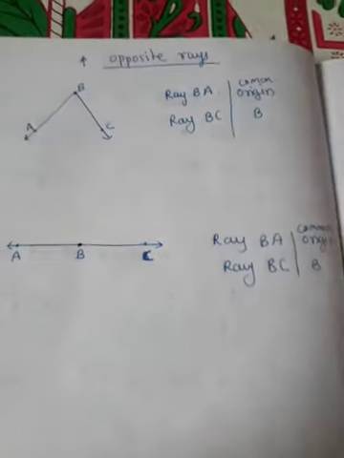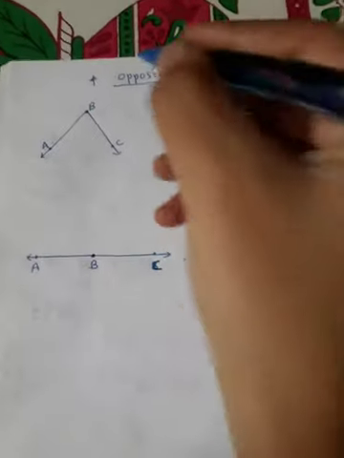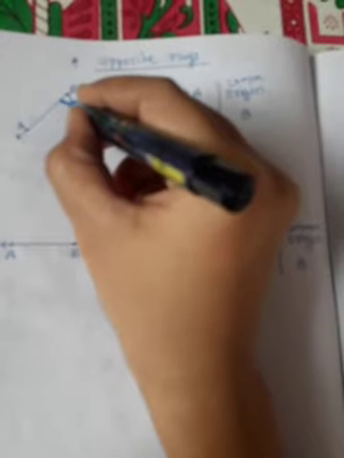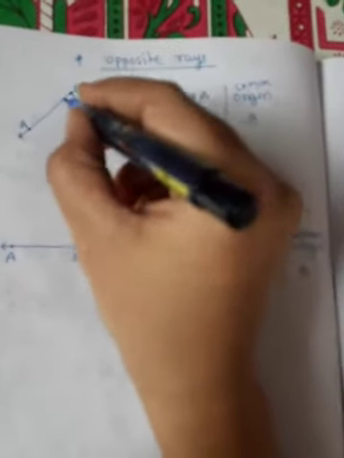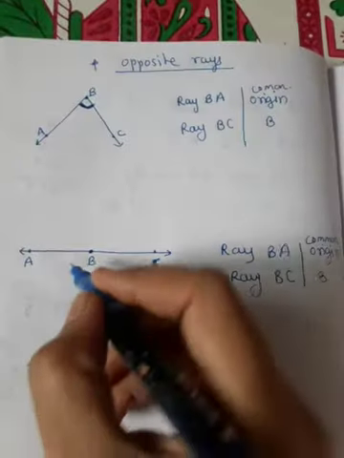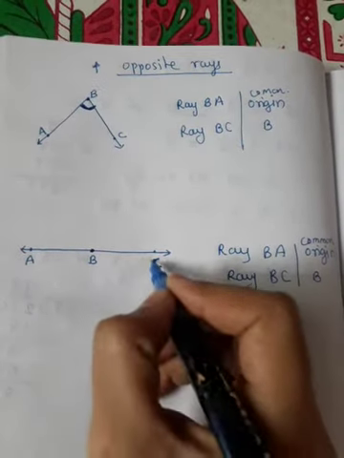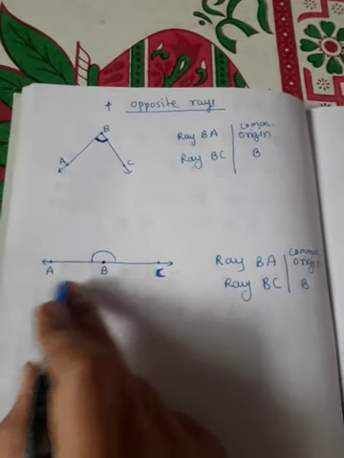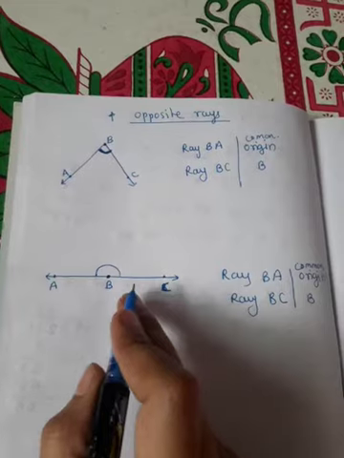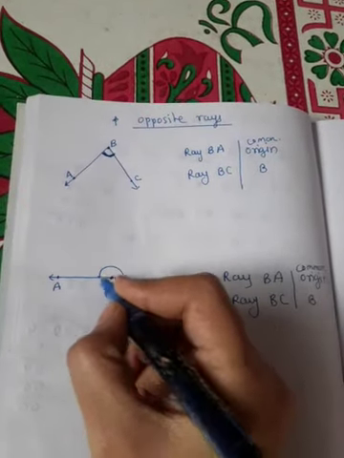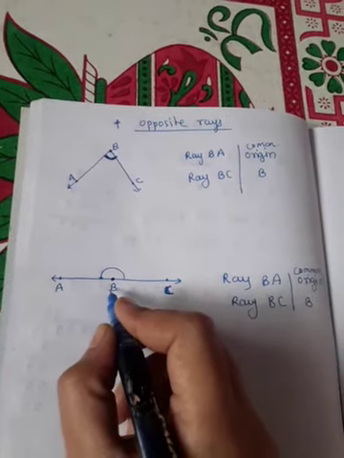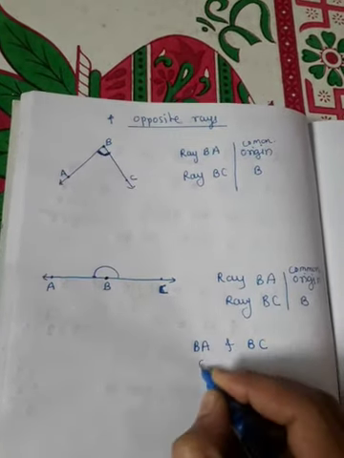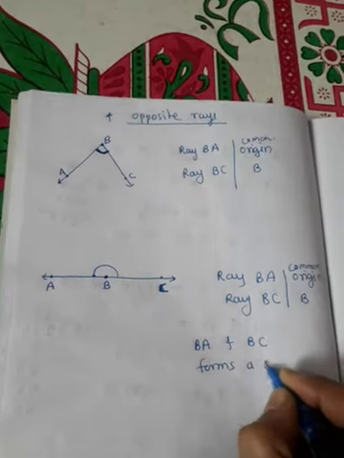Now observe that here ray BA and BC make an angle, suppose it is an acute angle, but here ray BA and ray BC make a straight angle, okay. Here ray BA and BC make the straight angle, which means the rays BA and BC form a straight line.